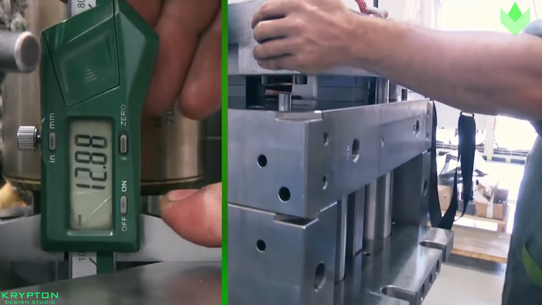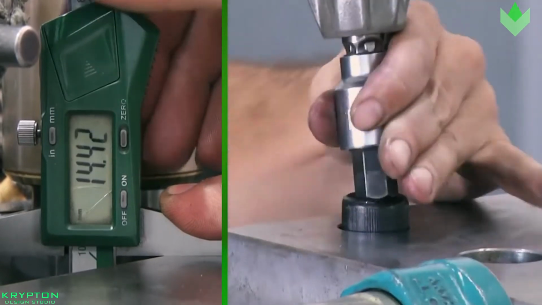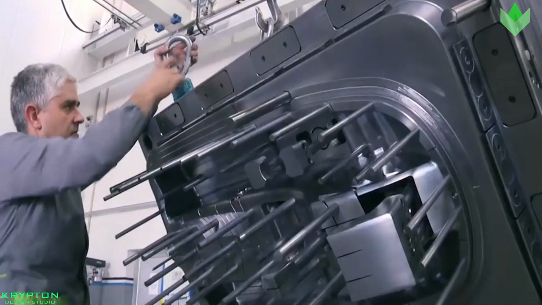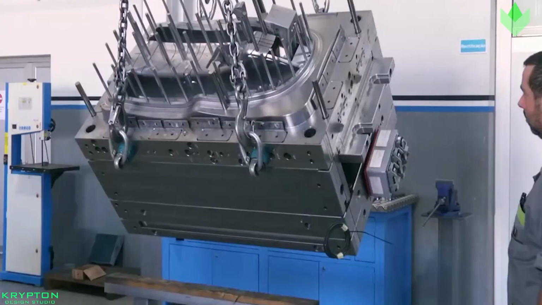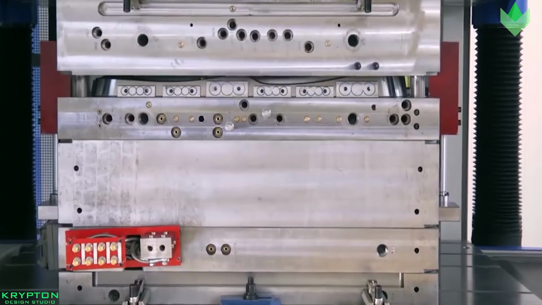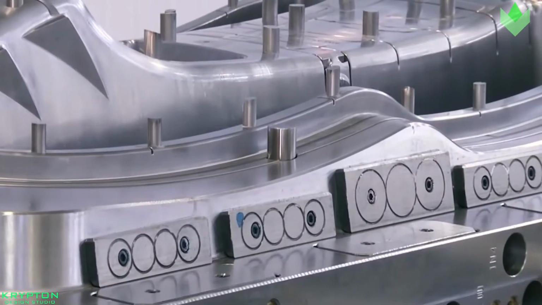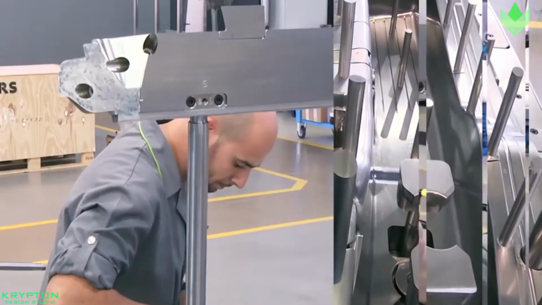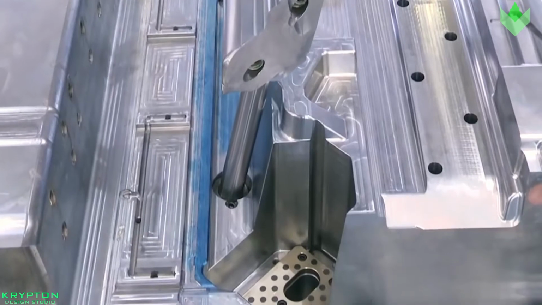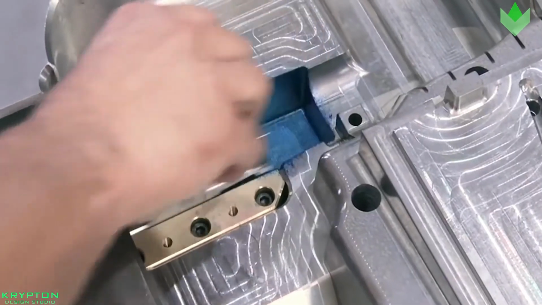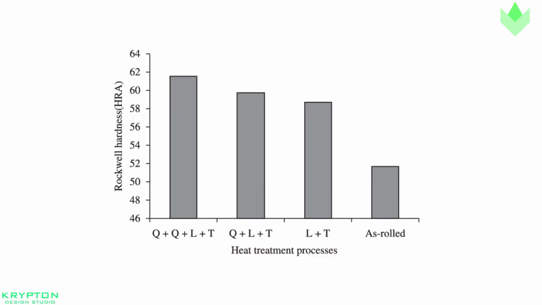Pre-hardened steel molds are less wear resistant and primarily used for lower volume requirements or larger components. The hardness of pre-hardened steel typically measures 38 to 45 on the Rockwell C scale. Hardened steel molds are heated after machining, making them superior in terms of wear resistance and lifespan. Typical hardness ranges between 50 and 60 Rockwell C.